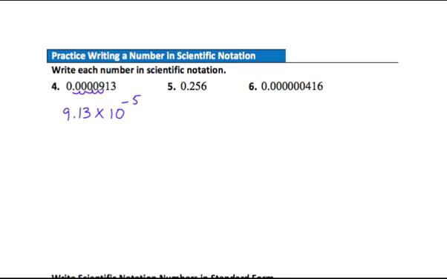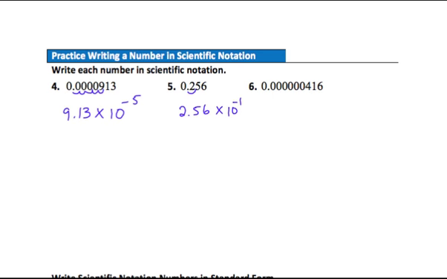Practice question 5. Well, we need it to be in this form here, 2.56. Well, we're not going to have to multiply by 10 to a very big power. All I've got to do to get this to become 2.56 is just move it one place. So that would be 10 to the negative first power.